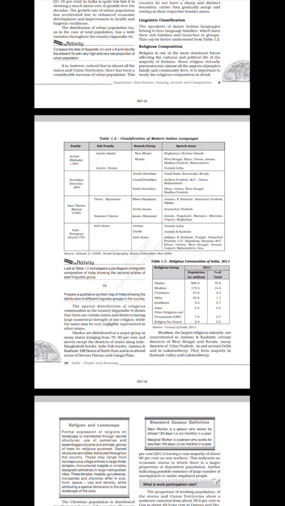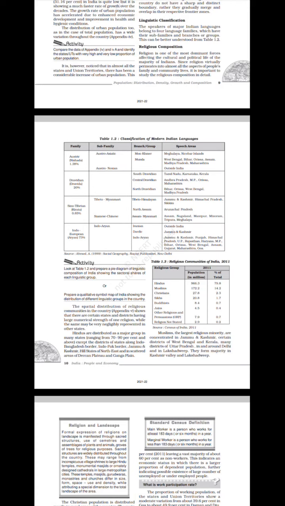Religious group, 2011 population in million, percentage of total. Hindus 966.3, 79.8%. Muslims 172.2, 14.2. Christians 27.8, 2.3. Sikhs 20.8, 1.7. Buddhists 8.4, 0.7. Jains 4.5, 0.4. Other religions and persuasions 7.9, 0.7. Religion not stated 2.9, 0.2.